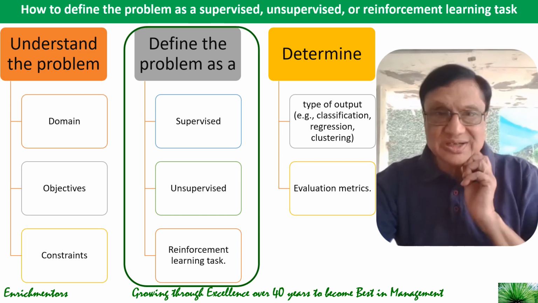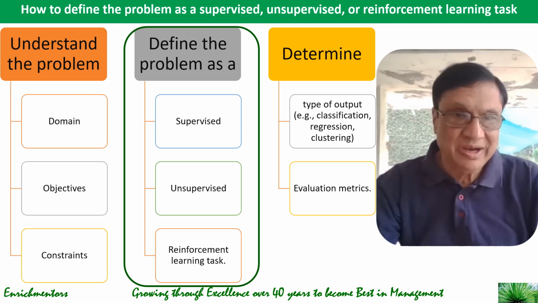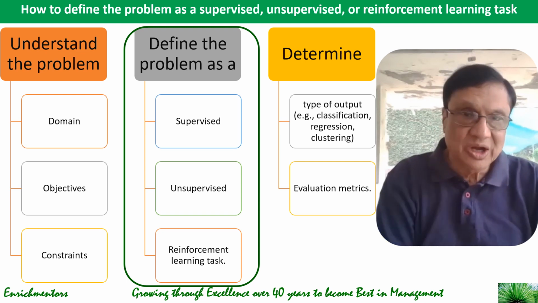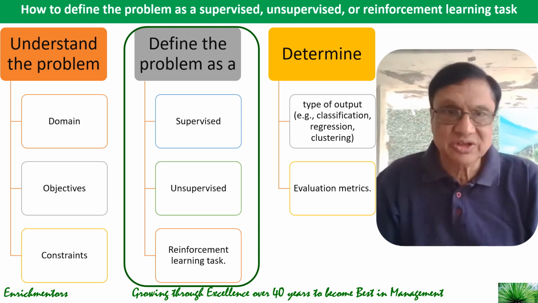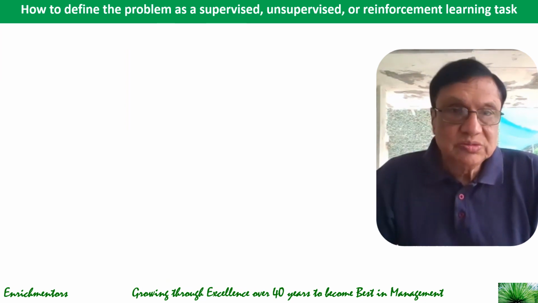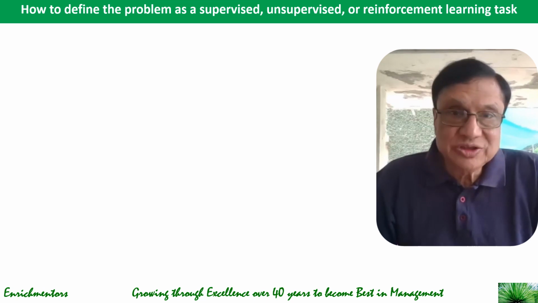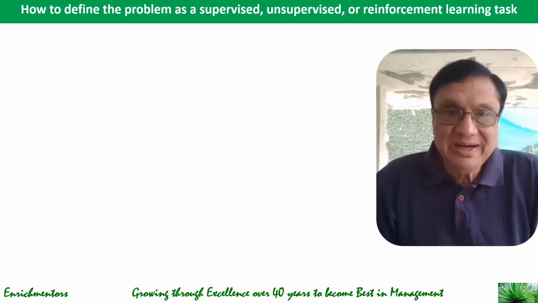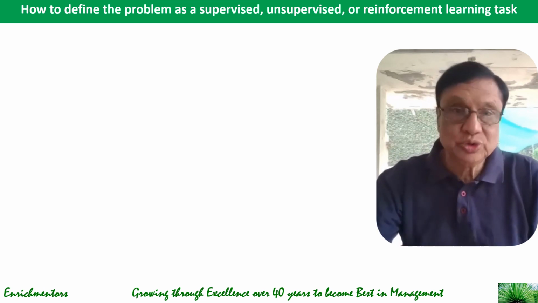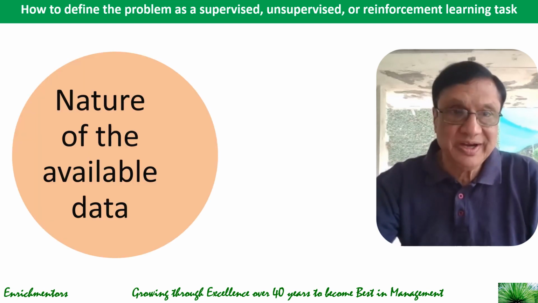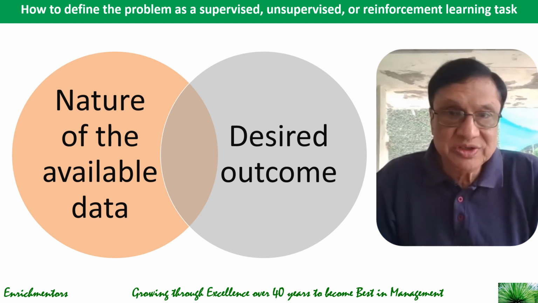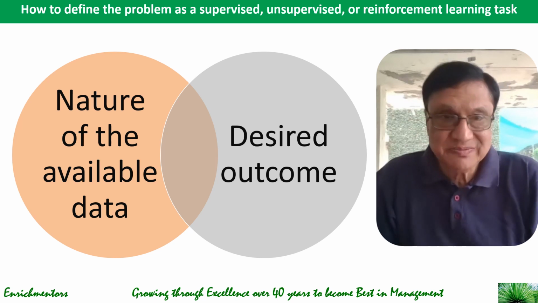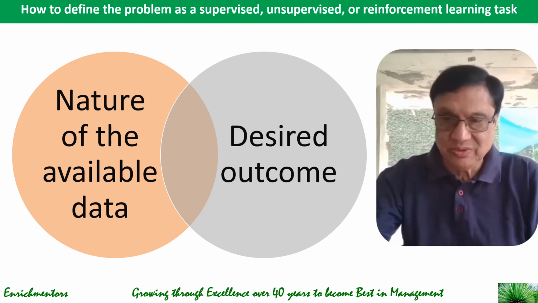So let's talk about how to define the problem that you have already understood and defined in terms of its domain, objective, and constraints. Now, is this a supervised, unsupervised, or reinforcement learning task? How do you decide that? Any thoughts? Defining the problem as a supervised, unsupervised, or reinforcement learning task depends on two factors: the nature of available data and the desired outcome. Let's take a look at how you can determine the type of learning task based on these two factors.